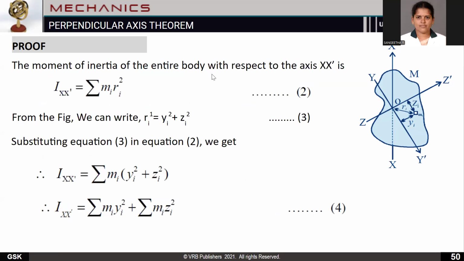So the moment of inertia of the entire body, when you take a summation, becomes Ixx dash, which is equal to summation of mi ri square. In the figure, we can note that ri square is equal to y square plus z square. When we substitute this value, we get Ixx dash is equal to summation mi yi square plus summation mi zi square. This is the perpendicular axis theorem. That is, the moment of inertia about an axis passing through the center of mass is equal to the sum of the moments of inertia about the other two axes which are perpendicular to XX dash. This is the statement.